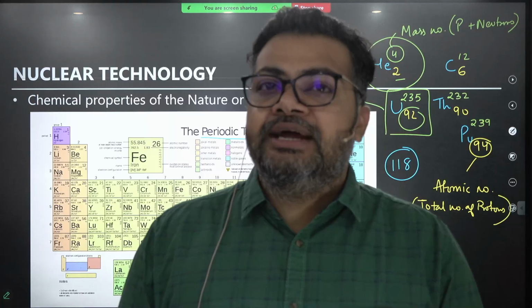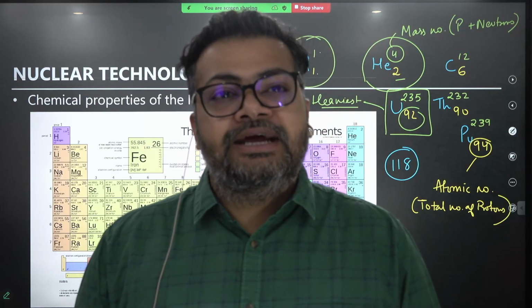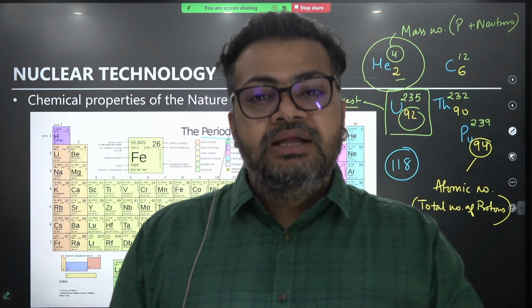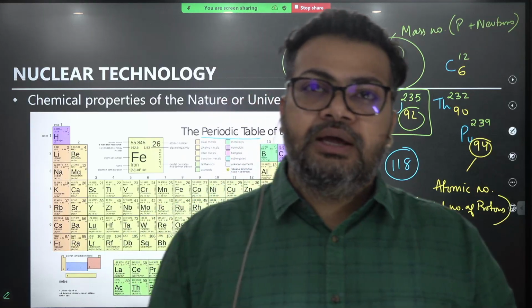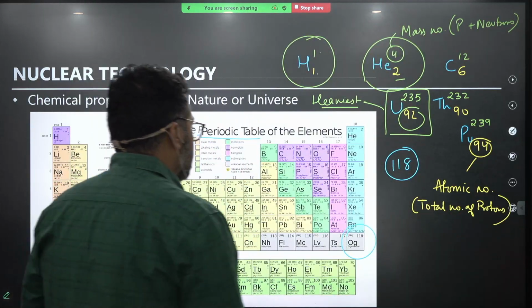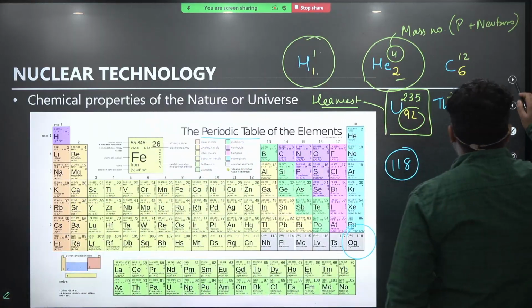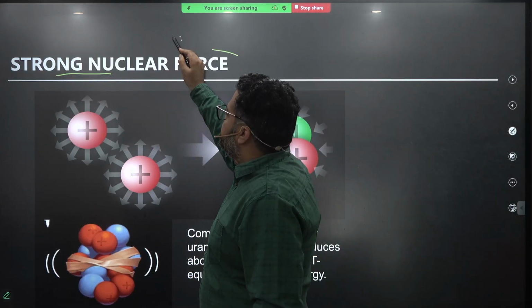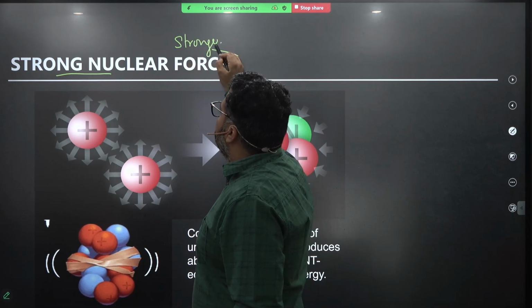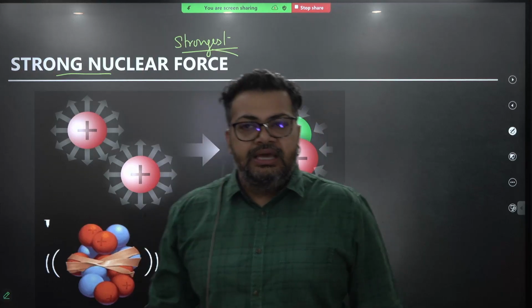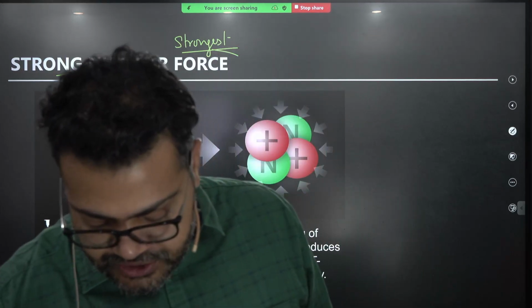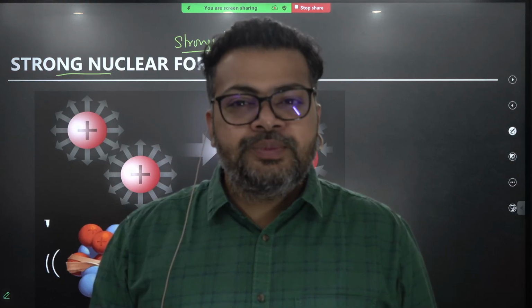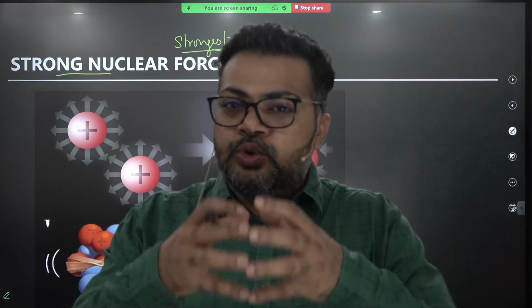And now guys, please write down the fourth statement as well: strong nuclear force is the strongest force in nature. Strong nuclear force happens to be the strongest force in nature, right? Out of all the 4 forces, electromagnetic forces, gravitational forces, strong nuclear force is the strongest force. And guys, it has to be stronger than electromagnetic because it is holding protons together.